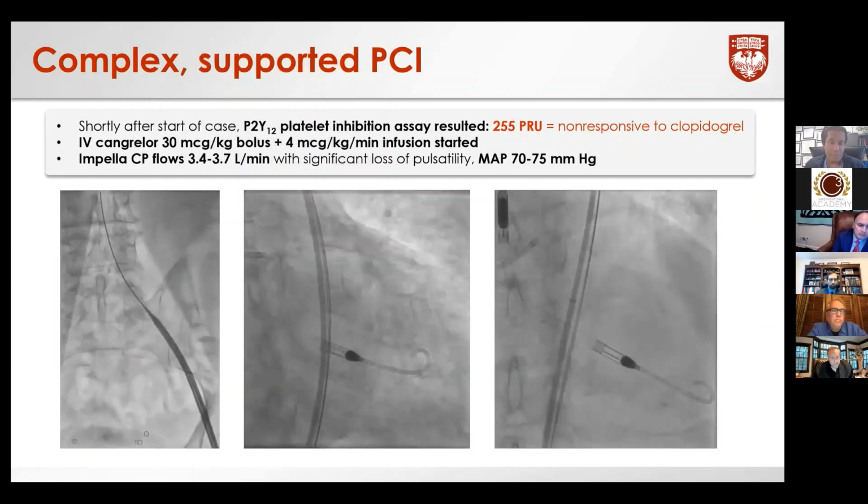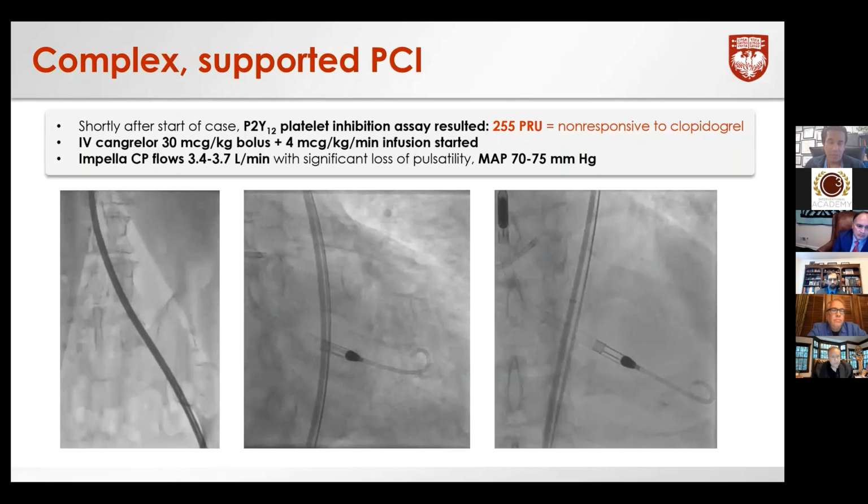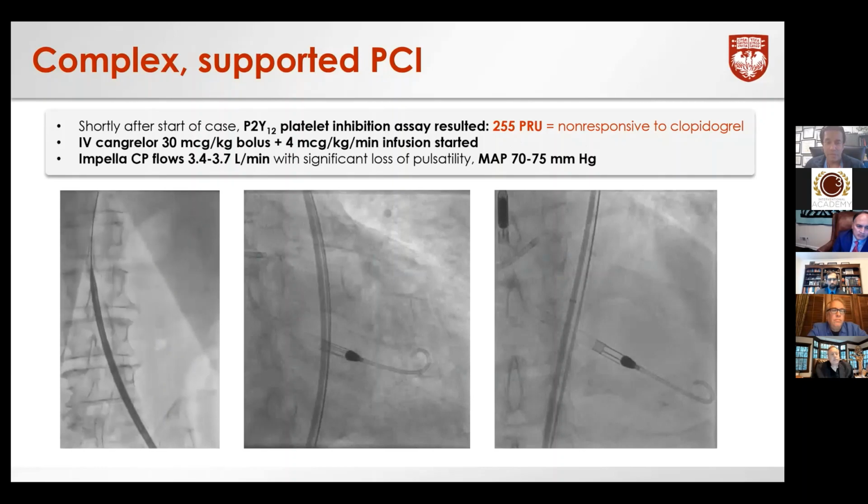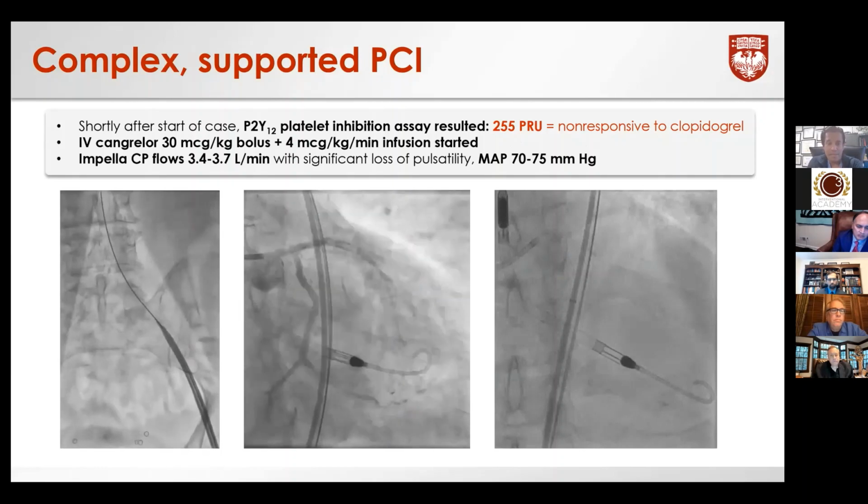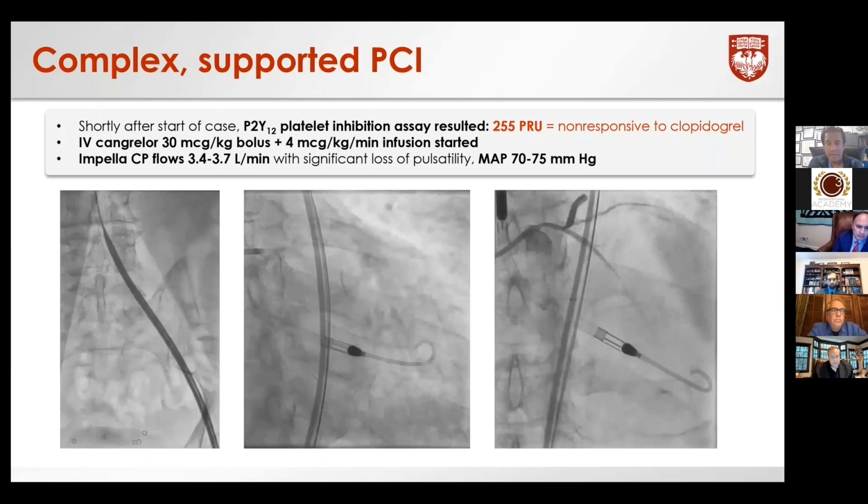I was pleasantly surprised at how easily the dilator went up the left side, and so we didn't bother to do anything with that. We just put a CP past that and got to work.